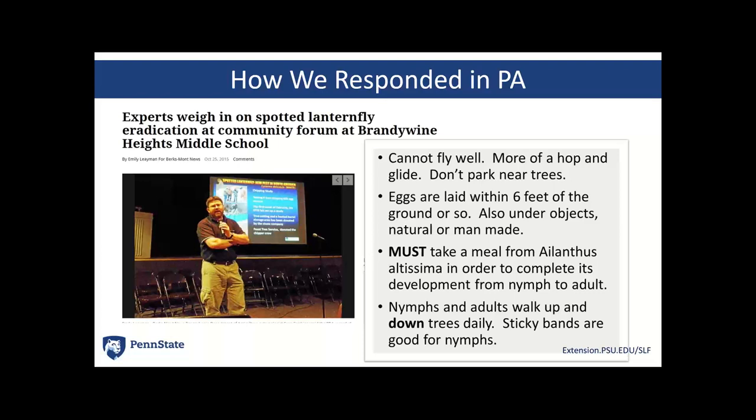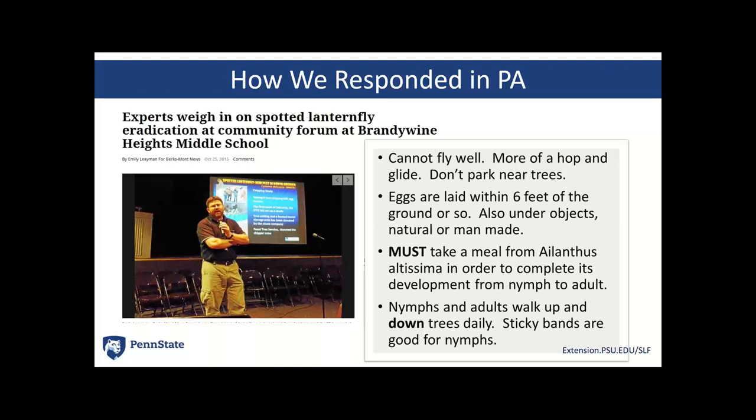I left this meeting in October, went home and watched some laying eggs at about 20 foot off the ground. So I knew that wasn't true. They'll lay eggs under objects, natural or man-made, generally tend to be sheltered, but not always, on the underside of branches, most common.